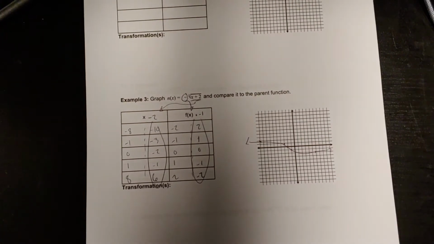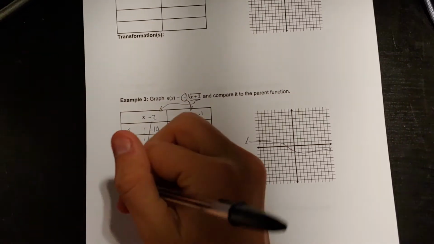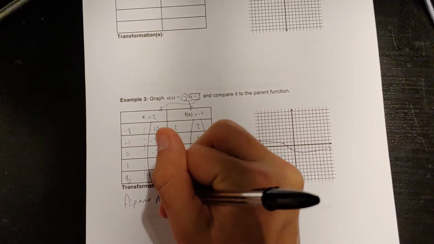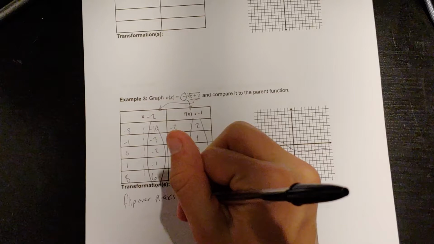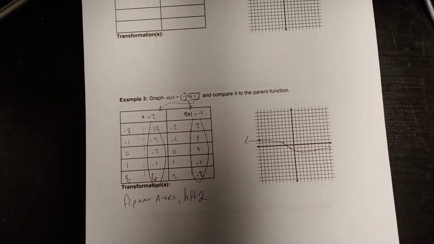all right, two things happened. That negative made us flip over our x-axis. And then that plus 2 made us shift our whole graph left 2. All right, and that's it. Those are the only transformations that we have. Capiche? Hopefully. All right, on to the next page.